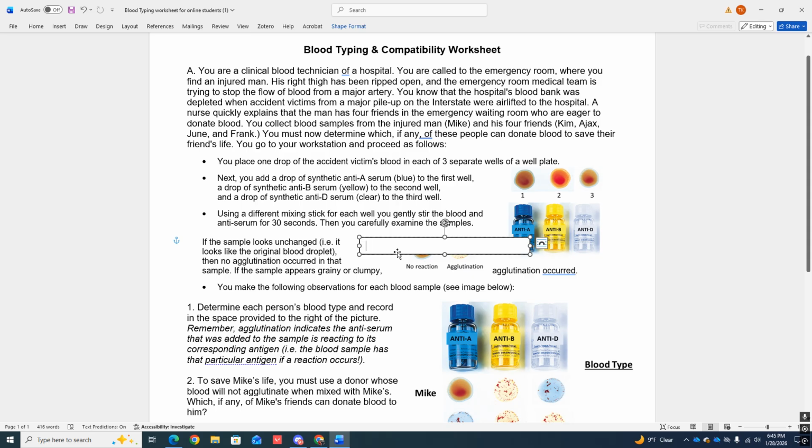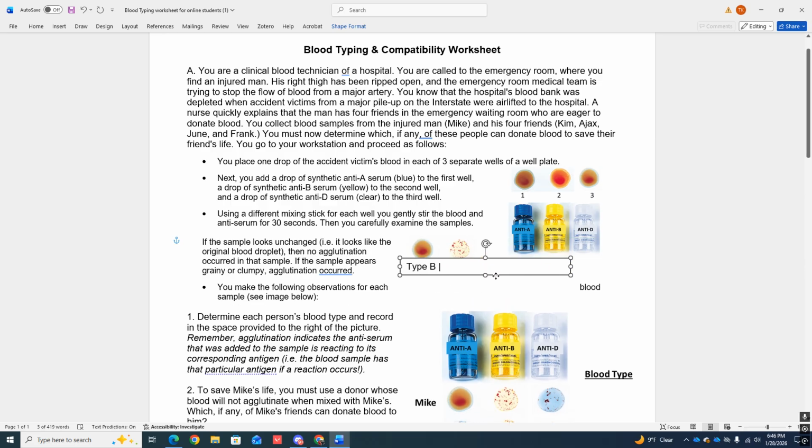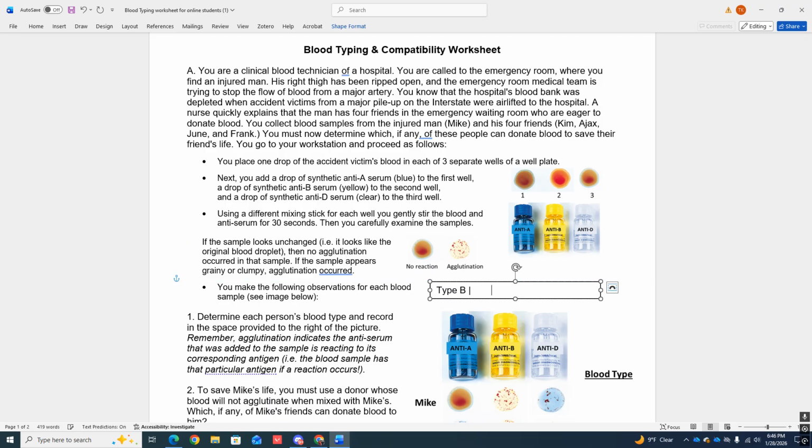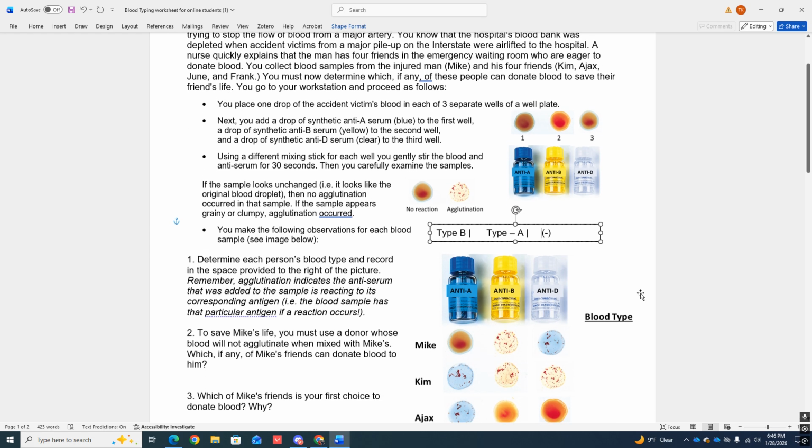Remember, anti-A has A antibodies, so that is going to be type B. Add a little space here. Let's move our friend down. Perfect. So type B. Remember, this is going to be type A because if it has the B antibodies, that means it is type A blood. And then over here, add our little separation. This is going to be just a negative. It's going to be negative type blood that's in this anti-D vial, okay?